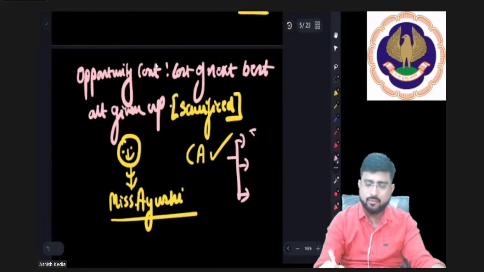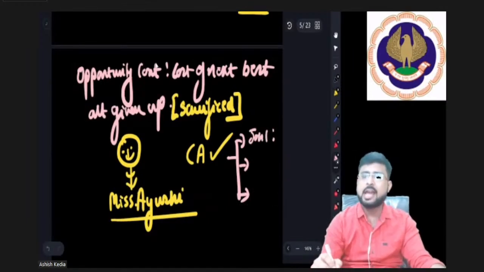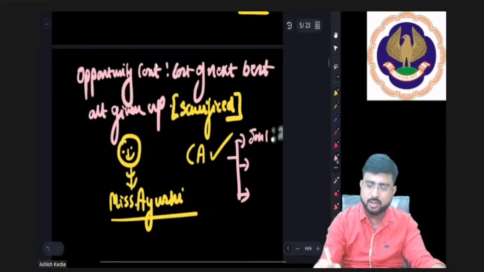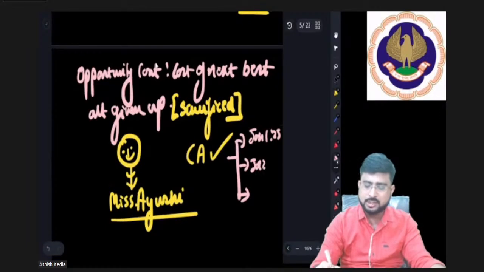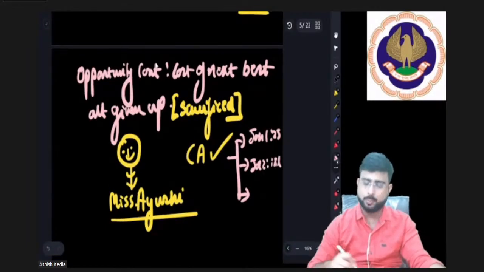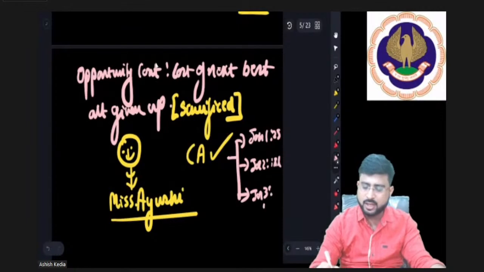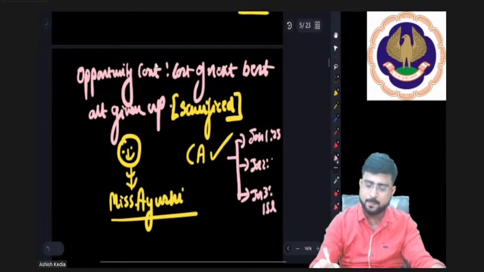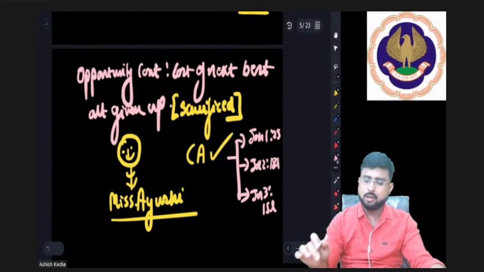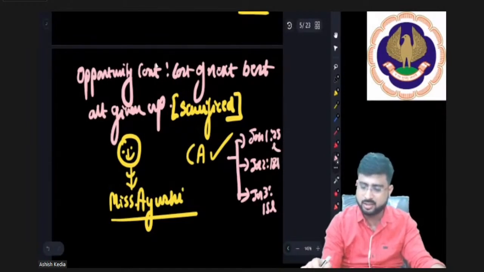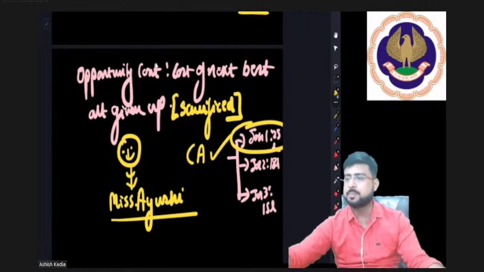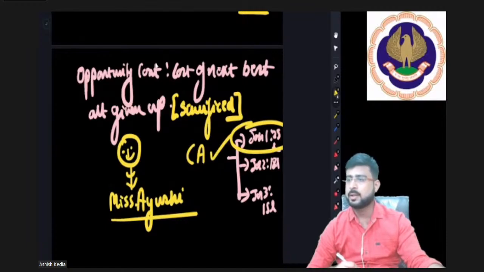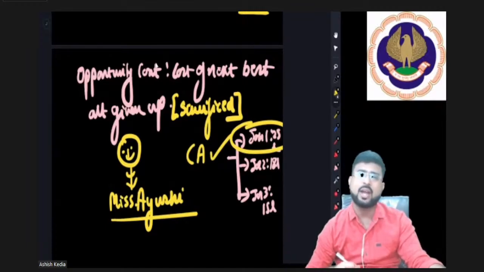Job 1, that will give her an annual package of 25 lakh rupees. Job 2, that will give her an annual package of 18 lakh rupees. And job 3, that will give her an annual package of 15 lakh rupees. First of all guys, tell me what job opportunity she will select. Obviously you are correct, the job which will pay her 25 lakh rupees, correct?